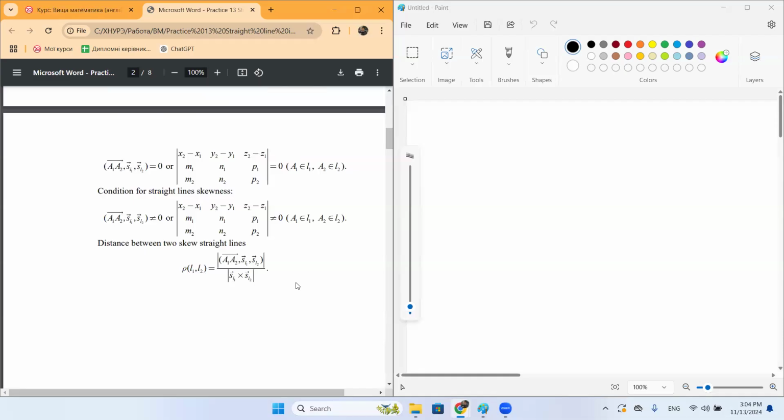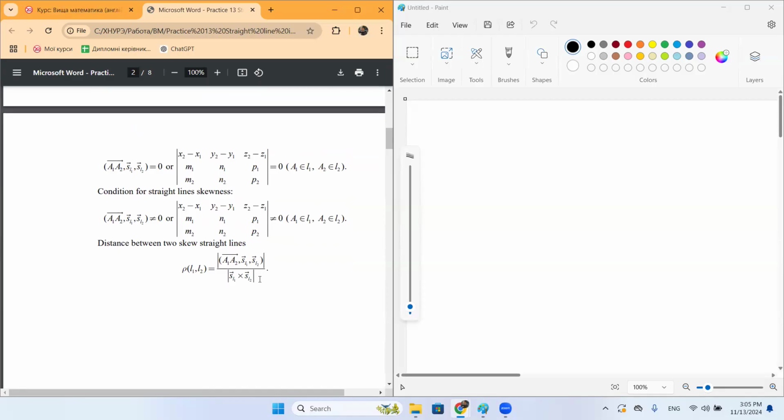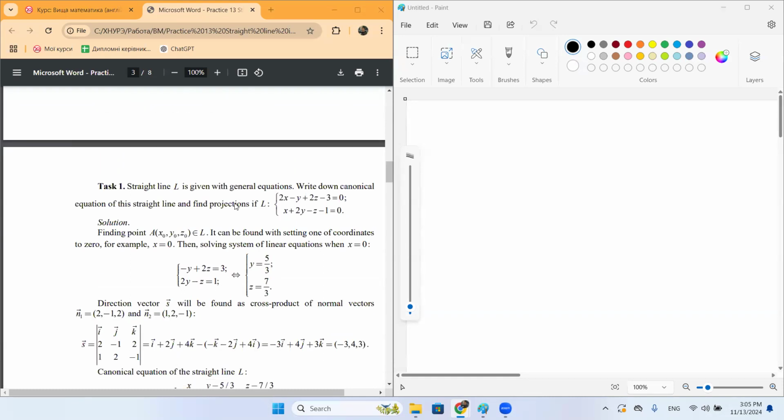Any questions about theory? No questions. If not, we will move to tasks, to the practical part. And I guess no questions.